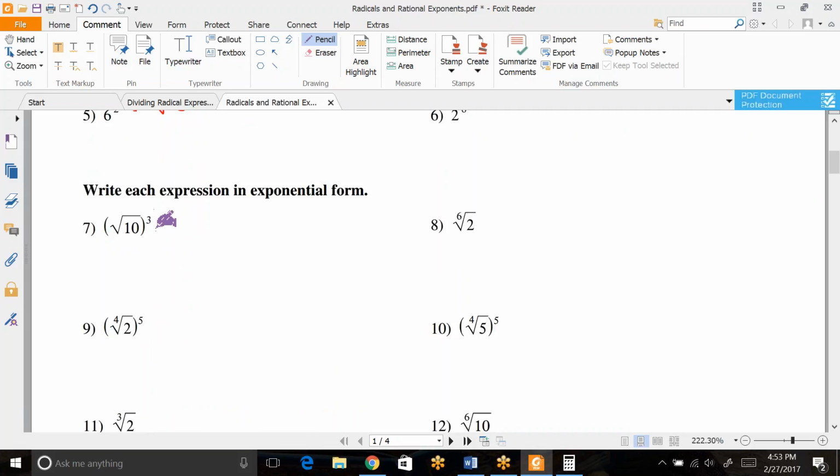If you have a power on the outside, remember that's really related to the numerator, and the radical is related to the denominator. Okay, so this would be 10 is my base, and I'm on the 3, 2, because remember that square root is a 2. This would be, my base is 2, and this is to the 5/4.